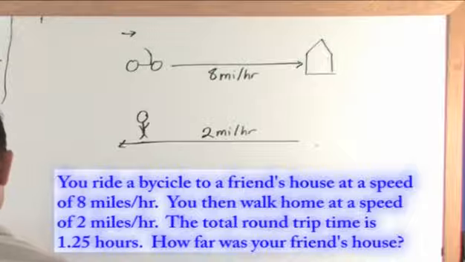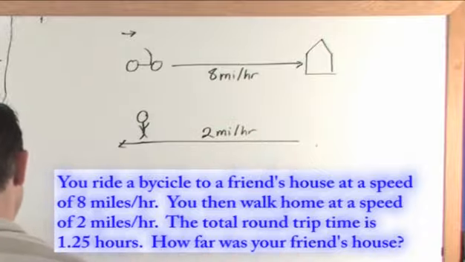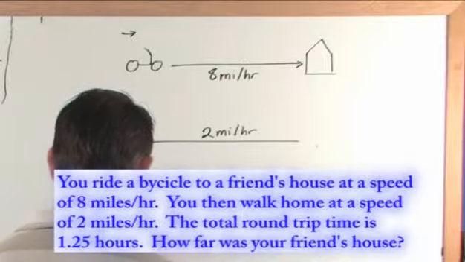Now the question says you ride a bike to your friend's house at 8 miles an hour, you walk back at 2 miles an hour. Total round trip time is 1.25 hours. How far was your friend's house?